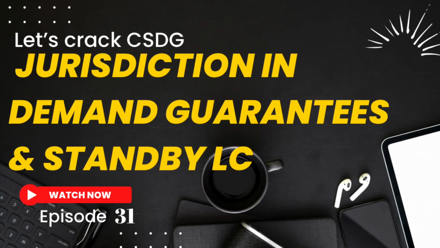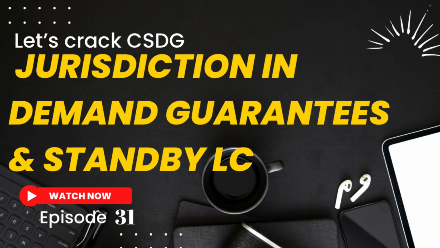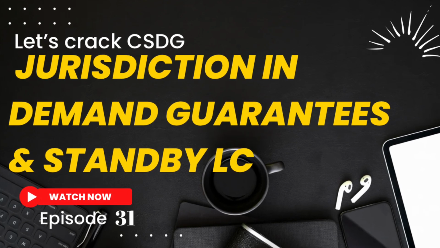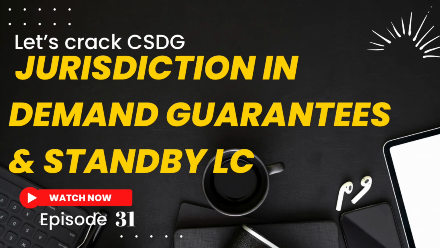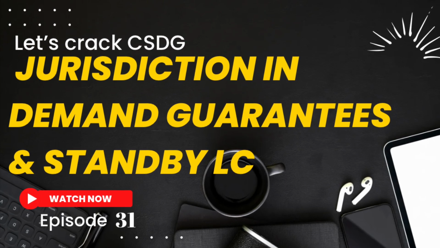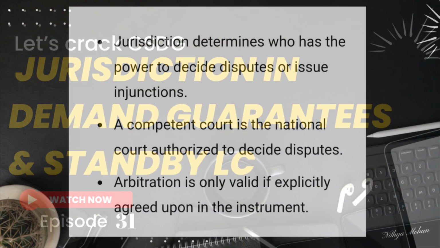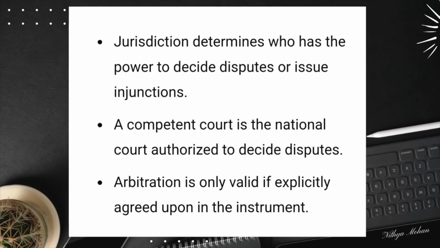Jurisdiction refers to the power to decide a dispute related to a demand guarantee or standby letter of credit, or to issue an injunction. A national court that has authority to decide such disputes is called a competent court. In some cases, arbitration tribunals may also have jurisdiction, but only if explicitly agreed upon in the terms of the instrument. If there is no express agreement on arbitration, then legal disputes will be handled by the competent court.